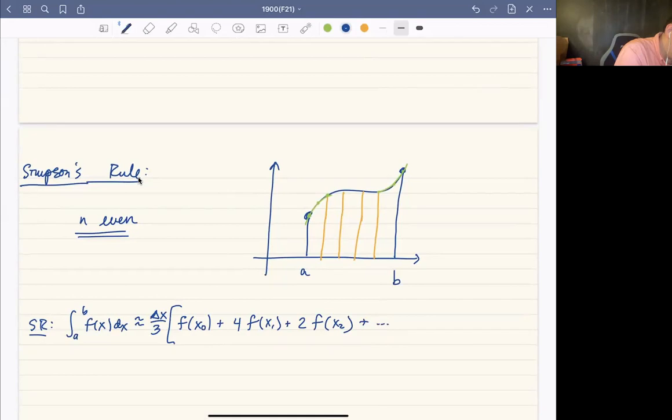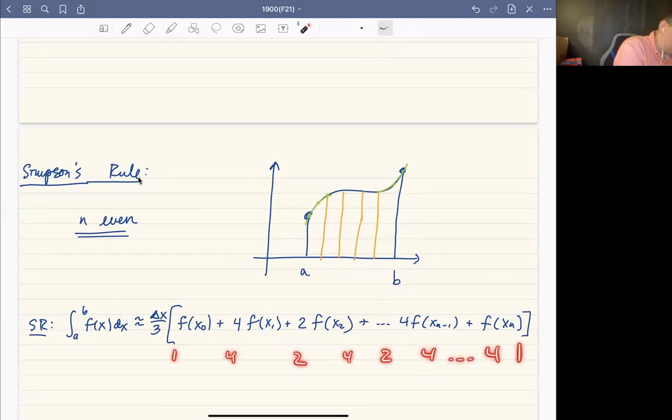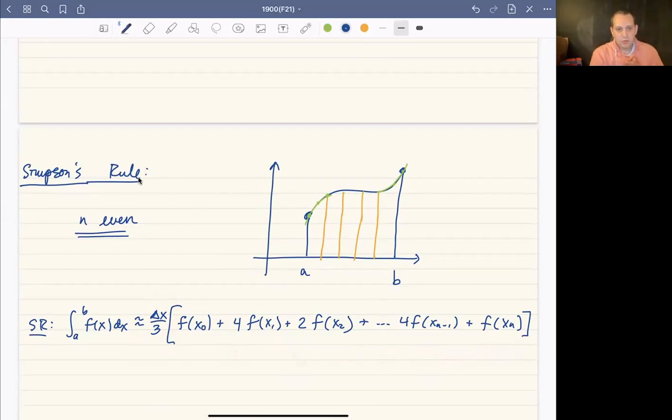Until at the very end you get to a 4 and then 1 f of xn. So again, the coefficients here are going to be 1, 4, 2, 4, 2, 4, and then eventually comes back to 4, 1. Okay, and they'll be symmetric. So that's the coefficients. That's Simpson's rule. Sometimes this is called Simpson's 1/3 rule. There's Simpson's 3/8 rule, which is similar, but we're not going to get into that for now.